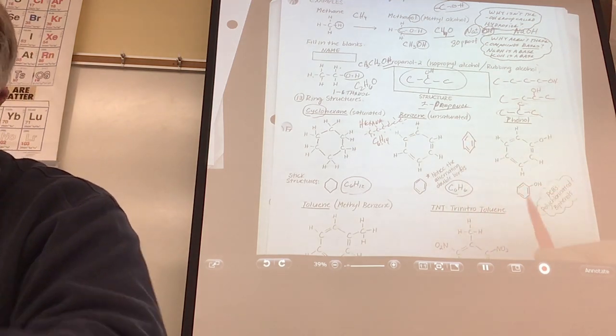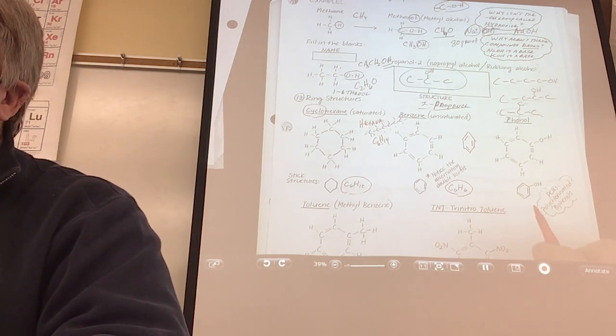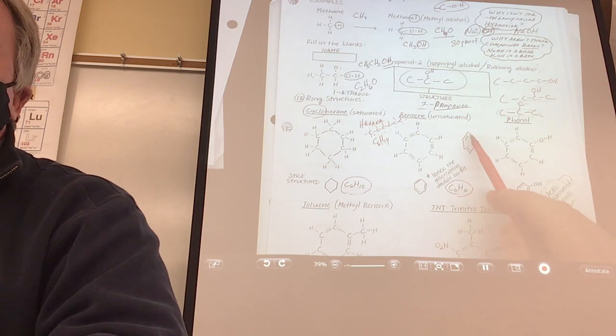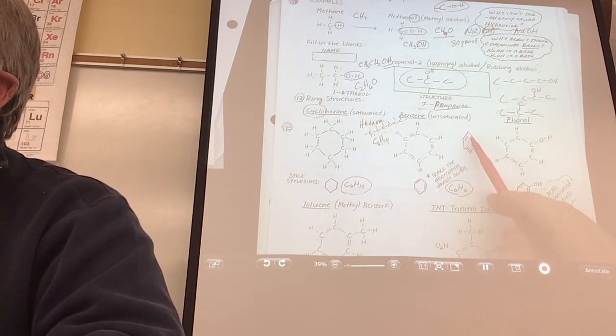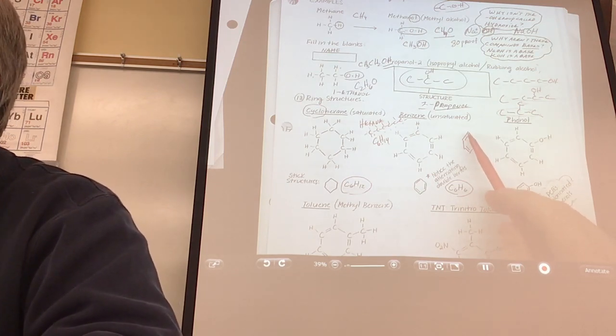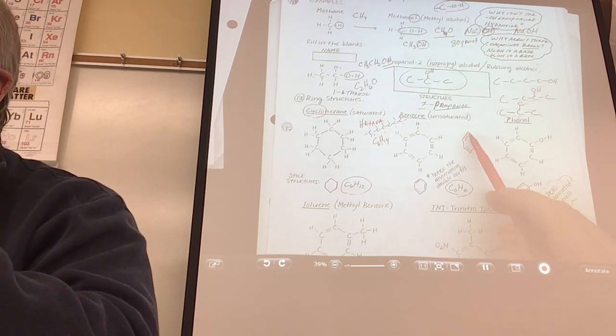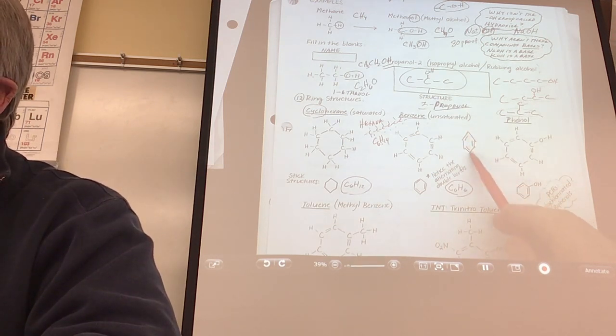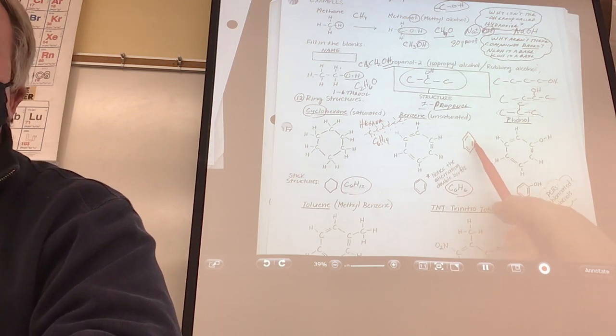Now, here's what an organic chemist does. See these sticks? These sticks are covalent bonds. And it's organic, so what's at the end of the stick? It's got to be carbon unless I tell you it's not. So what's at the end of this stick right there? A carbon. What's here? A carbon, carbon, carbon. So I see the 6 carbons in there.